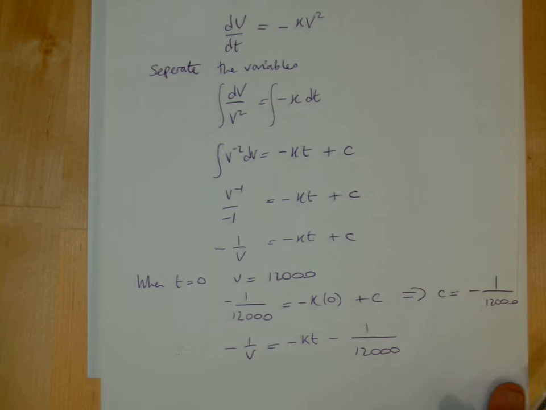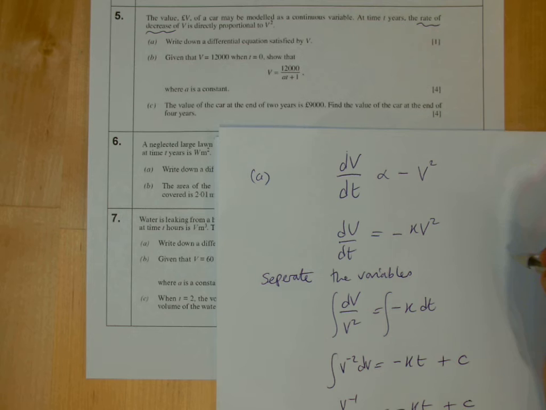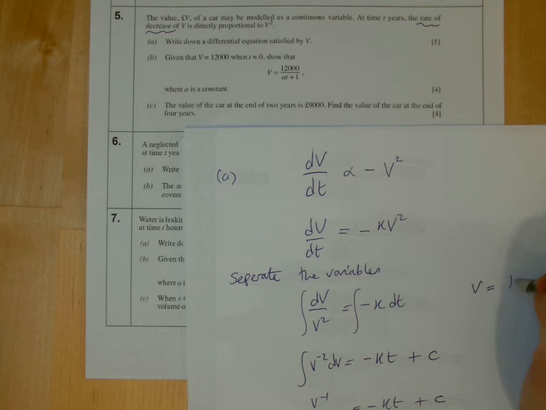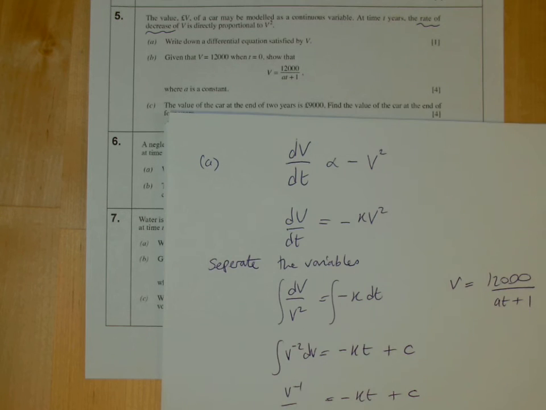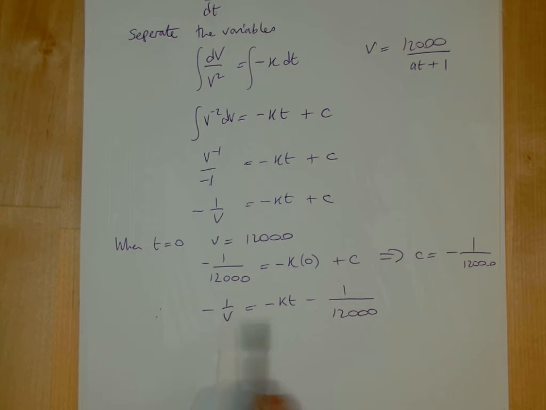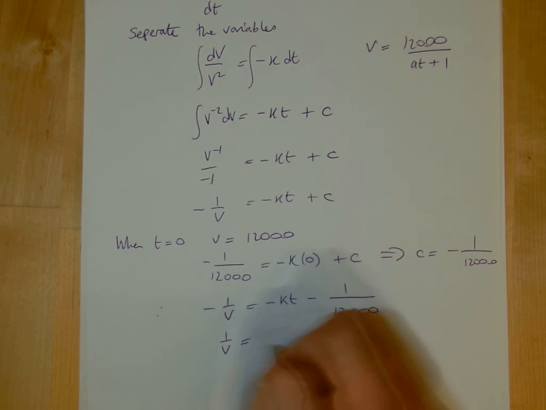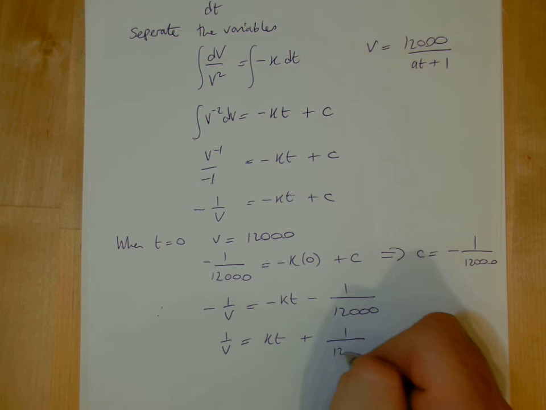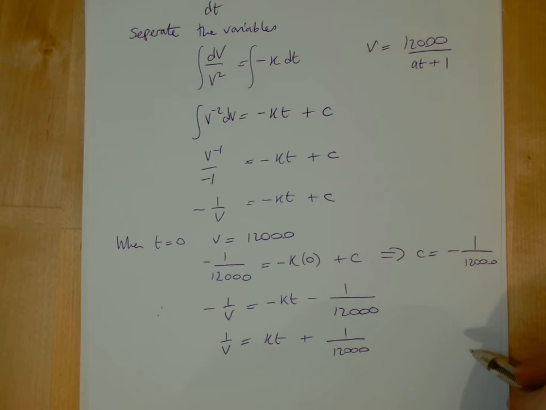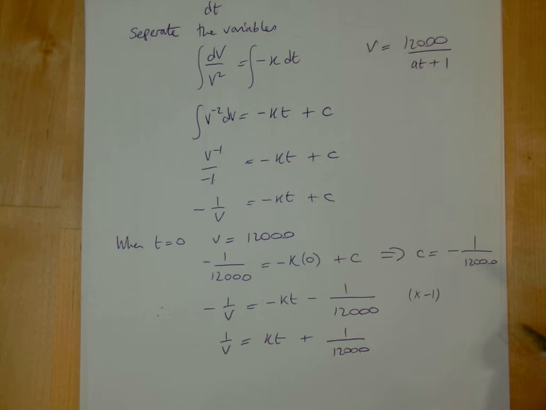Now, if we look at that, it looks nothing like what we want in our question, because this is what we want to get to: v equals 12,000 over at plus 1, where a is a constant. That's what we want to get to, and we've got nothing like that so far. So what I'm going to do is, because they're all negative signs, I'm going to make the signs positive. So that'll be 1 over v equals kt plus 1 over 12,000. All I've done is I've timesed through by minus 1, or divided by minus 1, just changed all the signs.